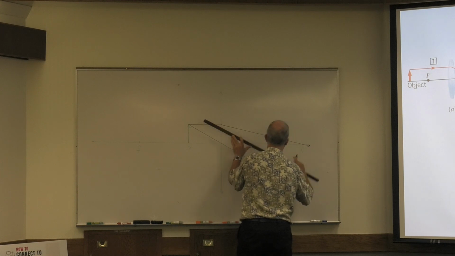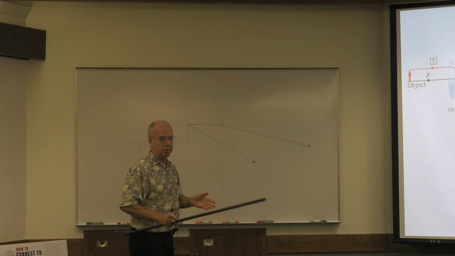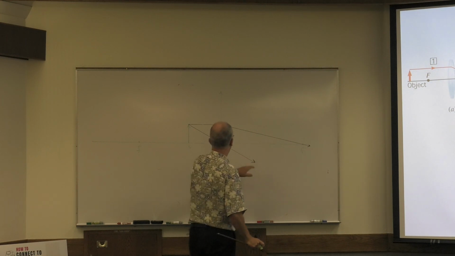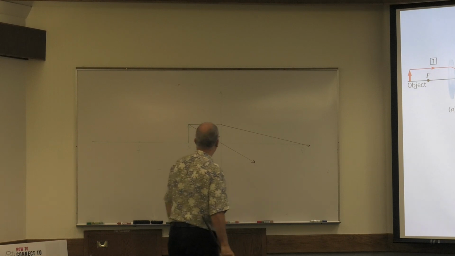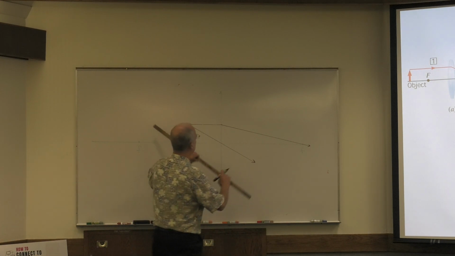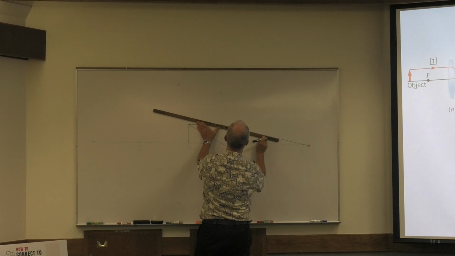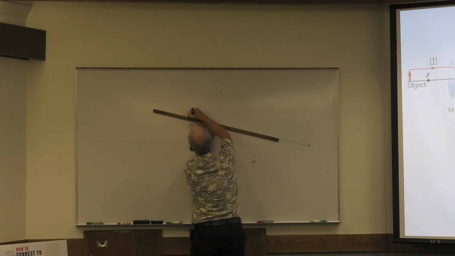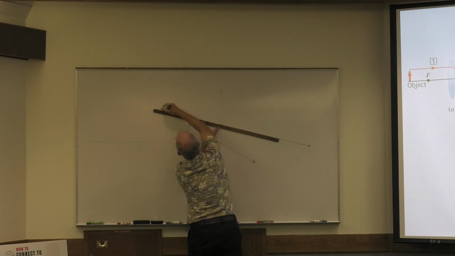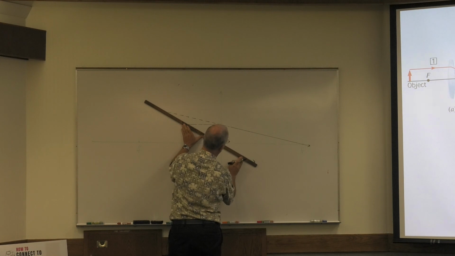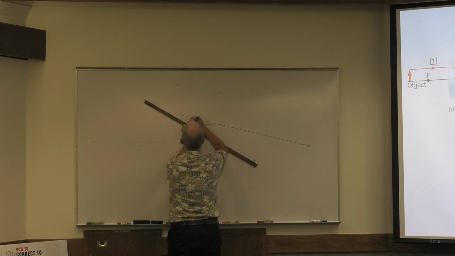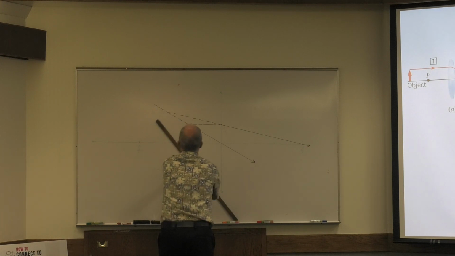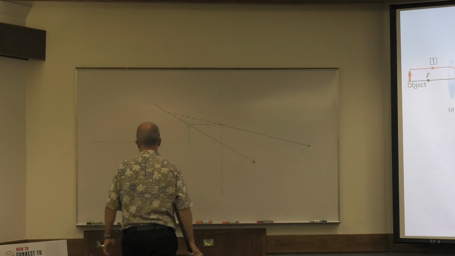Okay, now notice, here's the thing. Remember, the image is formed by the intersection of these outgoing rays. Well, come on now. They don't intersect over here, right? So what are you going to do? You're going to backtrack. And again, it's not real light, so that's why I use dotted lines. Okay, backtrack this one. All right. Okay, so there's the image right there.